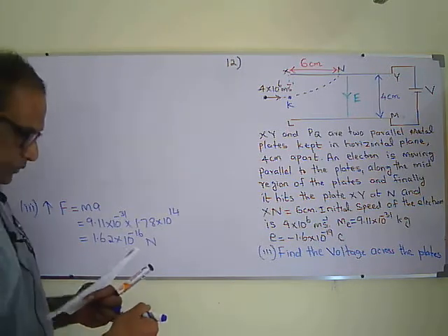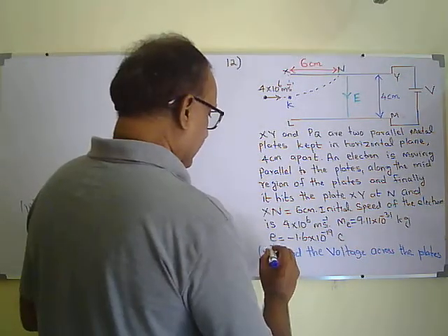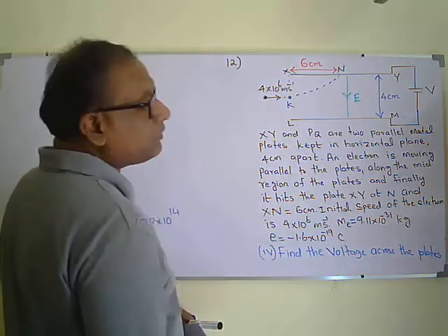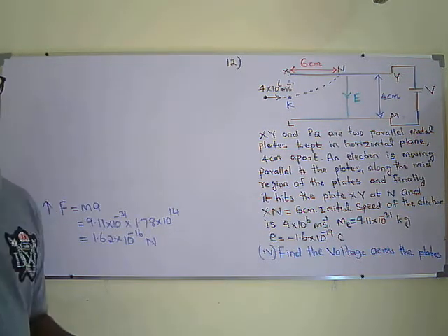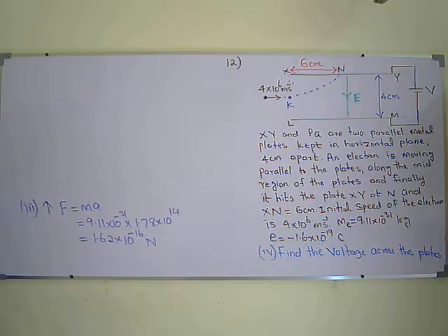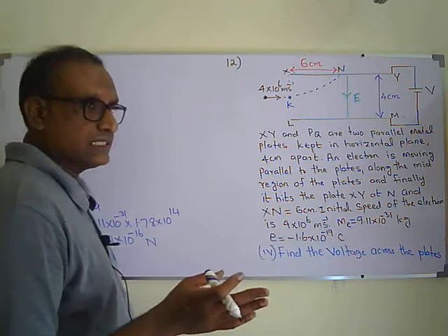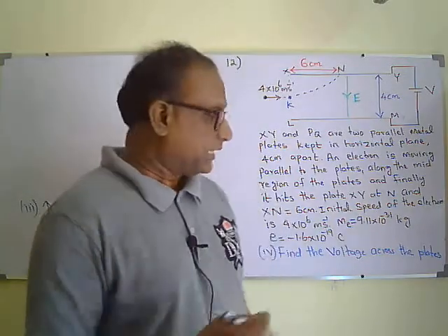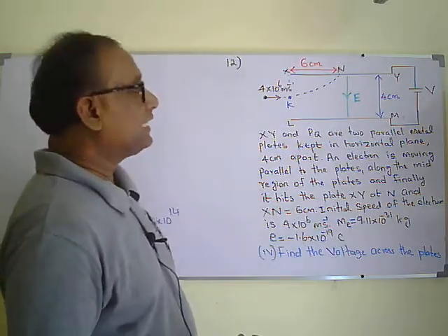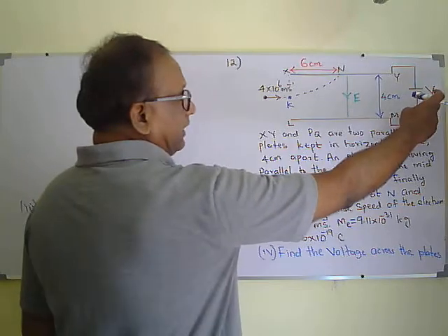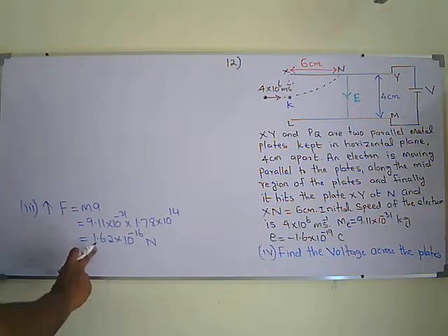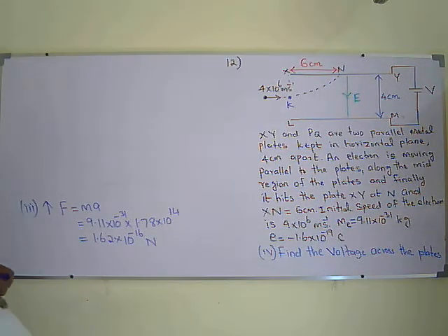Okay, so fourth part, find the voltage across the plates. Now only we are going to use the equation related to the electric field. So far, we were using equations of motion and Newton's second law. Here they are asking to find the voltage across the plates, that is V, right? I know the resultant force acting on the electron, I found it in the third part. That will be the electrostatic force because the gravitational effect on the electron is negligible.